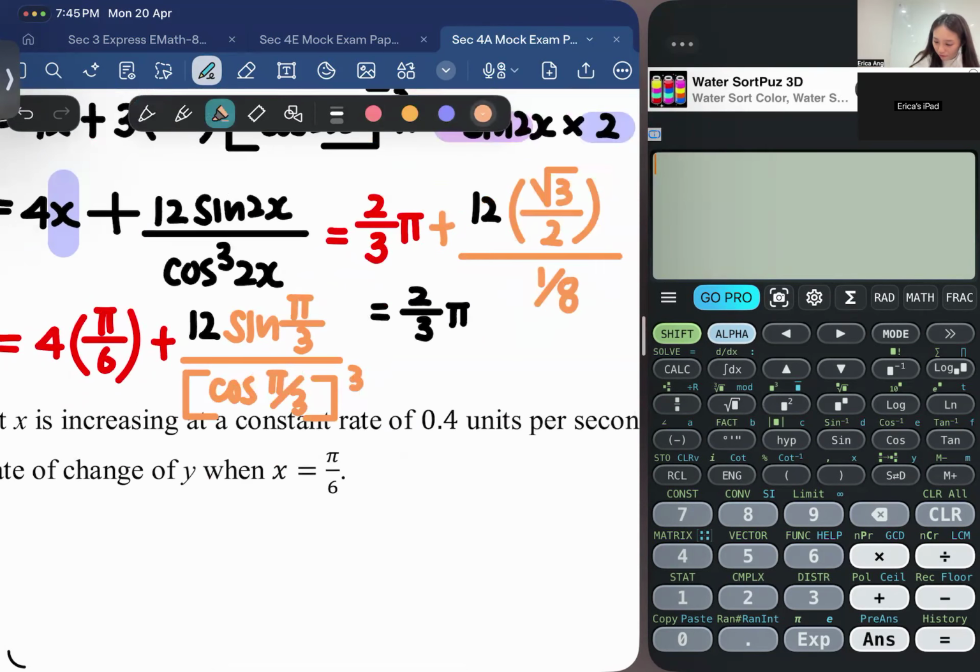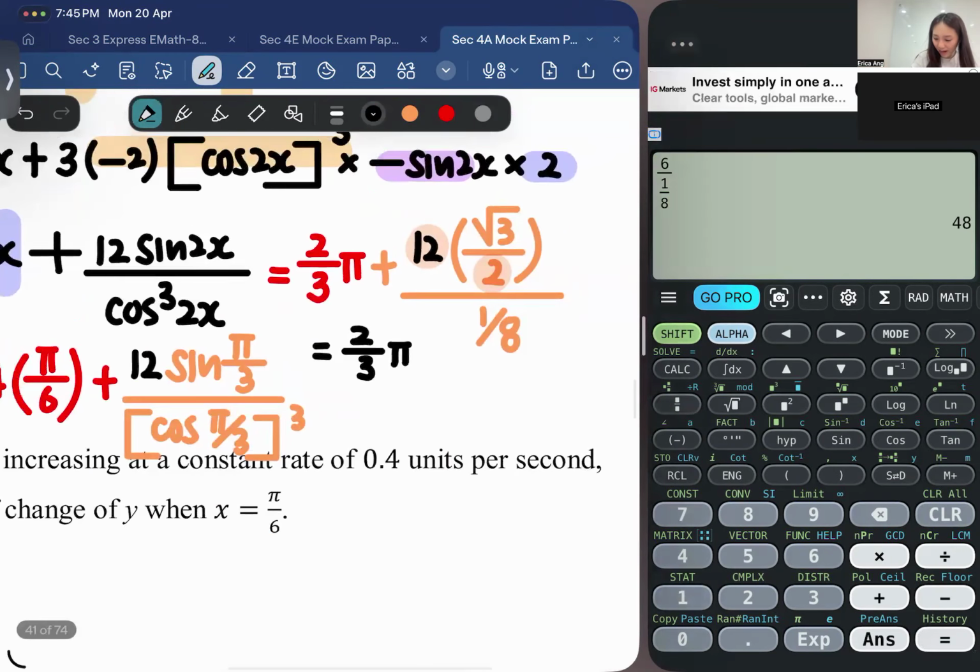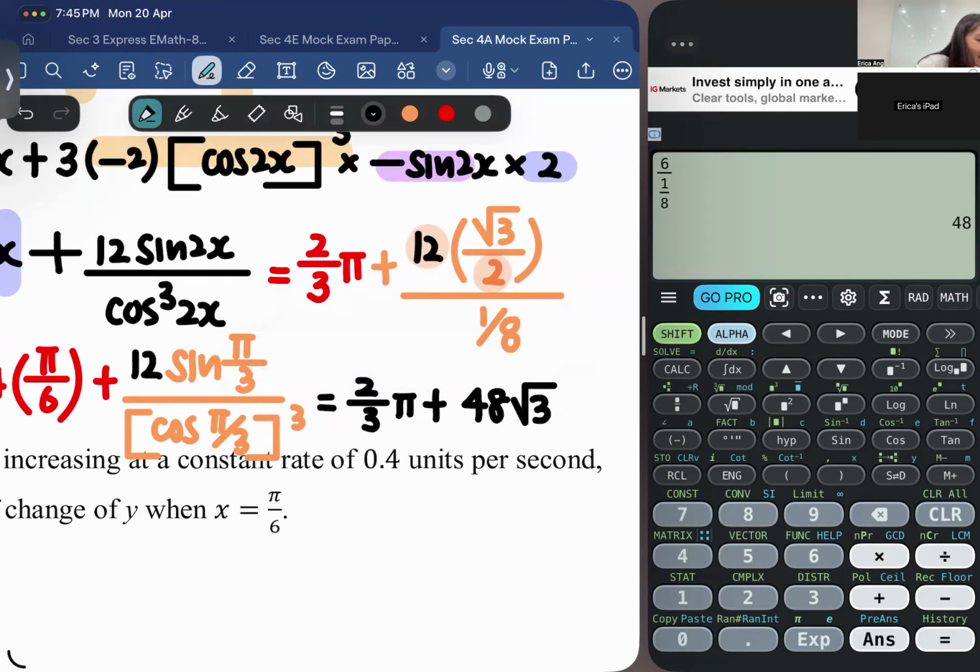Yingting, what's 12 divided by 2? Okay, so you press your calculator 6 over 1 over 8. Can see now? So we'll simplify to what, guys? We'll simplify to 48 root 3. Is that the same or not? You see whether you see or not? Understand or not? You get it? Okay? You understand? Okay, please do the next part.